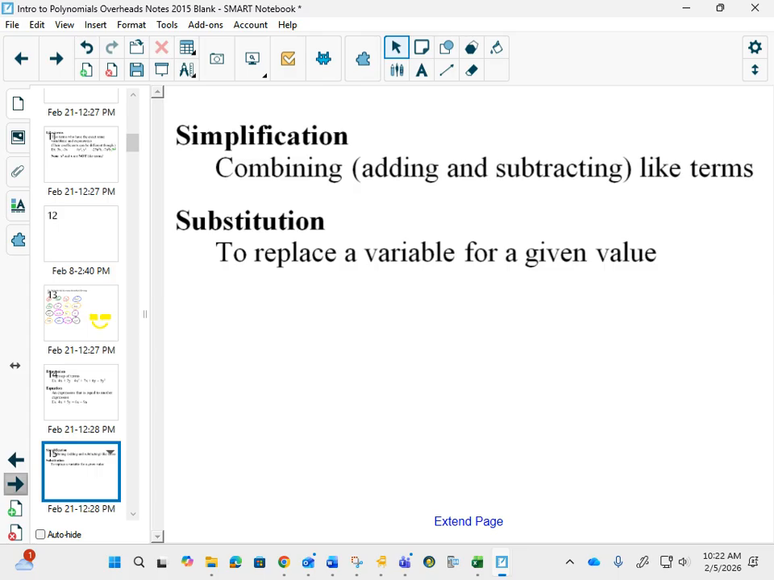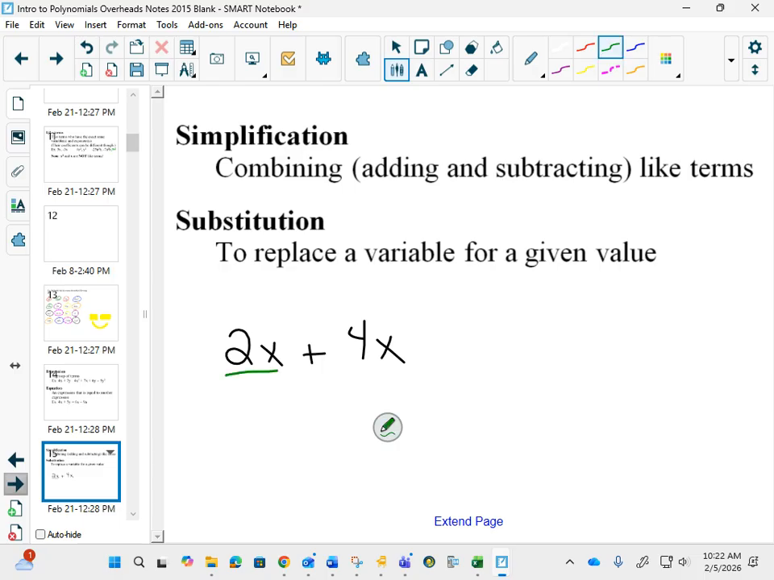Simplification. We are going to find out in polynomials that if you have like terms, we will add and subtract them and put them together. So if I have 2x and it says plus 4x, first of all, can you see that those two terms, this one and this one, are like terms? They're like terms because the letters are the same with the same exponents.